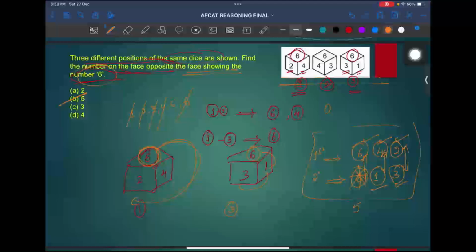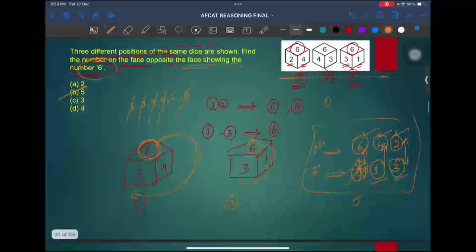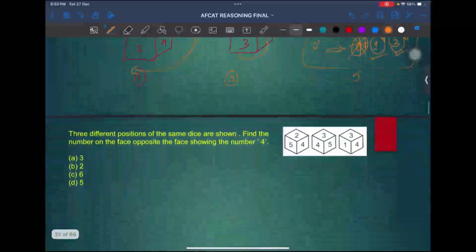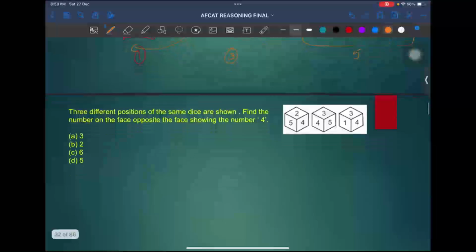By the second question, you will be familiar with the topic. I'll try to solve this question, and I'll give the next question for you to do in the class. In a similar way, the second question has three different positions of the same dice. The same dice is given in different positions, where you need to find the number showing the opposite face.